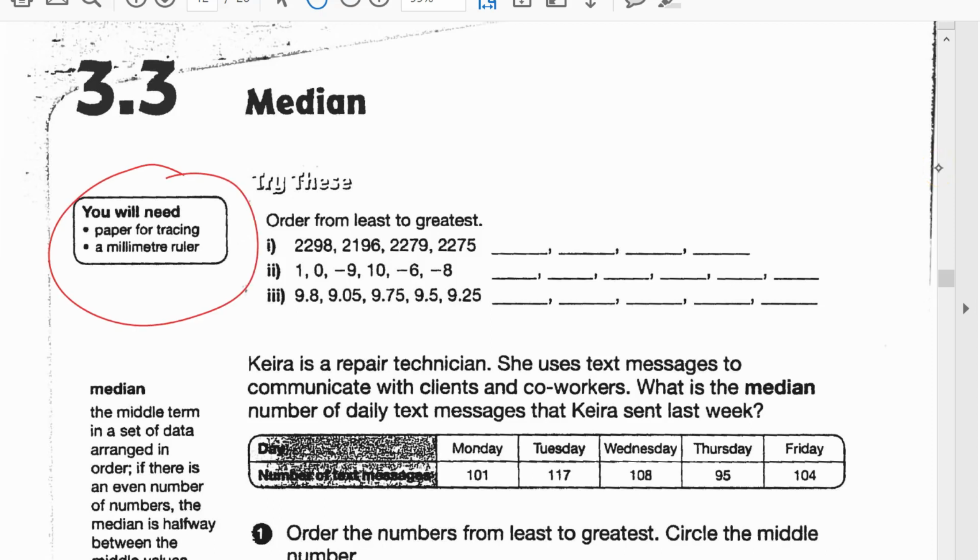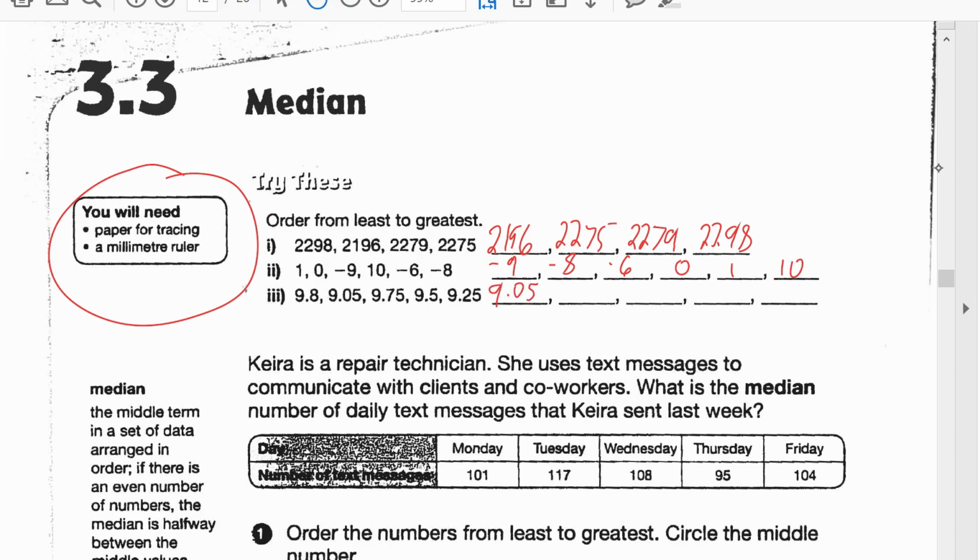Okay, let's order these from least to greatest. So that's 2196, 2275, 2279, 2298. Next one, we have -9 is the smallest, then -8, then -6, 0, 1, 10.